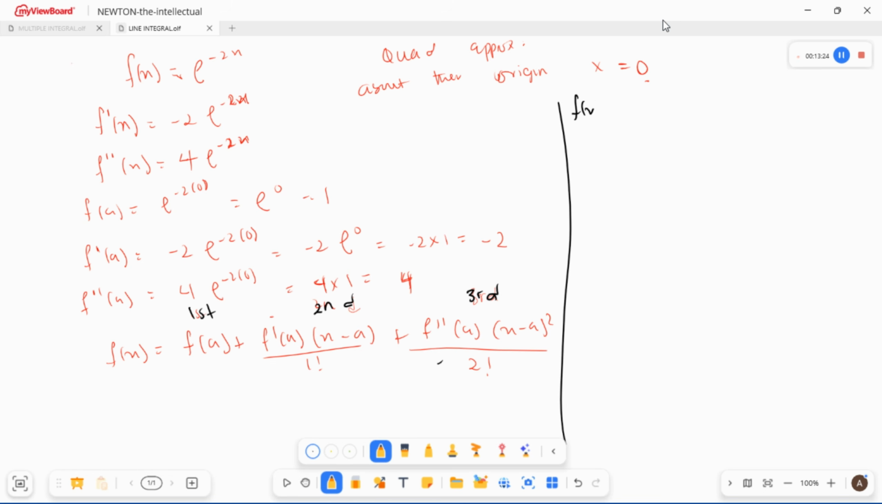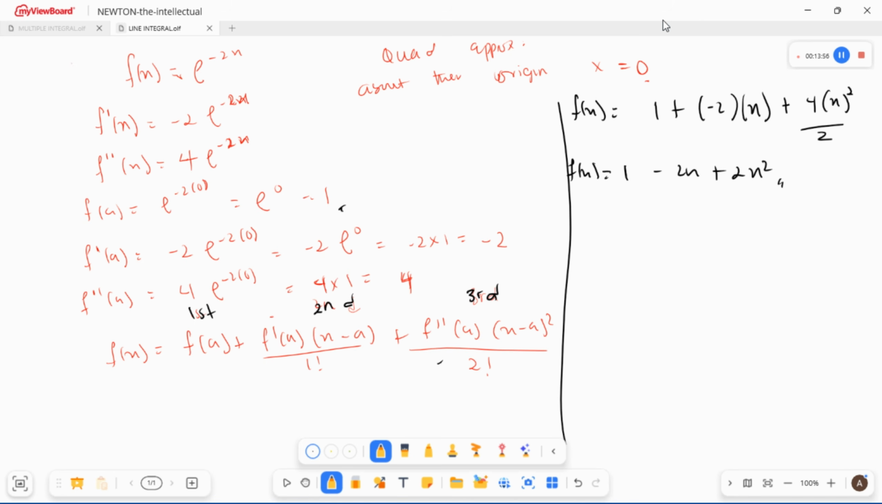So we have f of x to be equal to f of a, which is 1, right? 1 plus f prime of a, which is minus 2. So put that in bracket, minus 2. Then we have multiplied by x minus a, which is 0. So that's basically just x. Then we have plus the last term, which is 4. Then we have x minus a squared, which is x minus 0, which is x squared. Then we have over 2 here. So we have f of x to be equal to 1 minus 2x plus 2x squared. So this is our quadratic approximation.